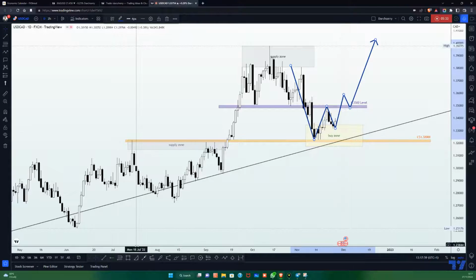So what this simply means is that this area, the structure we have here, will now evolve into a mature reversal pattern that will be sending price going to the upside. So that is one scenario that I will be looking forward to this week.